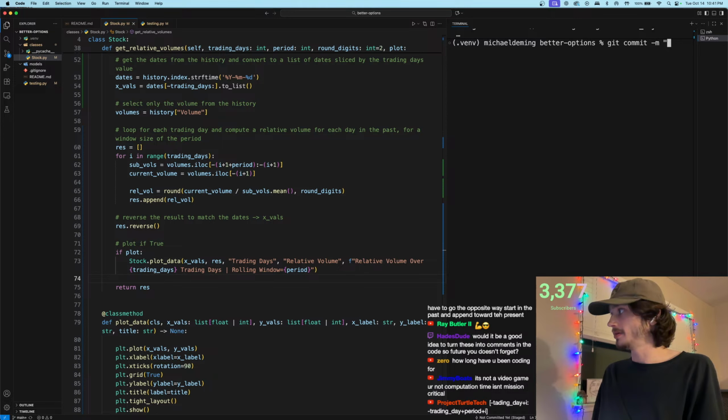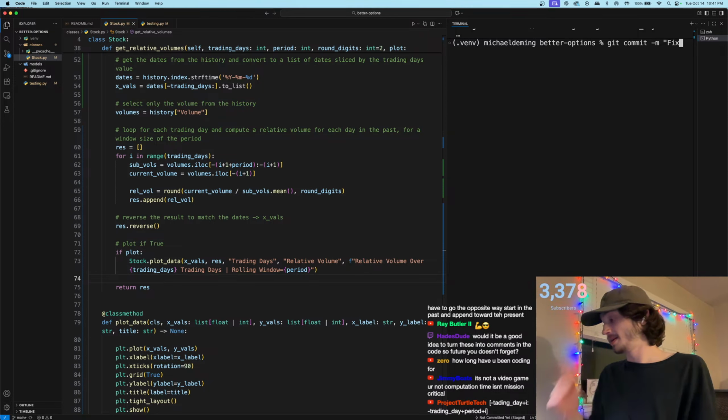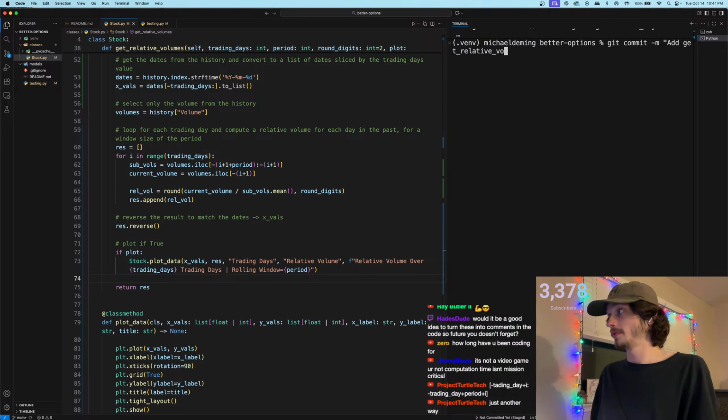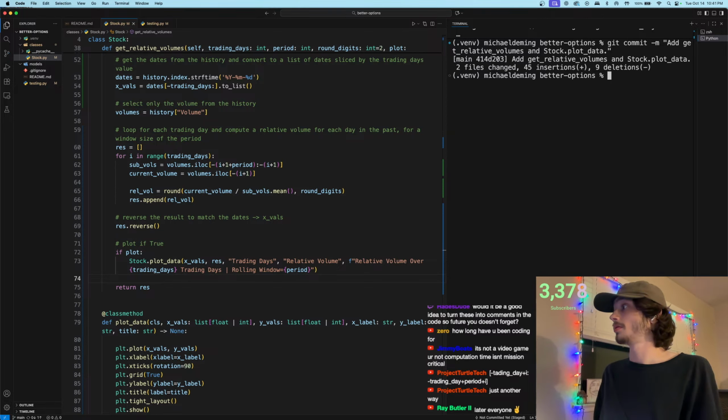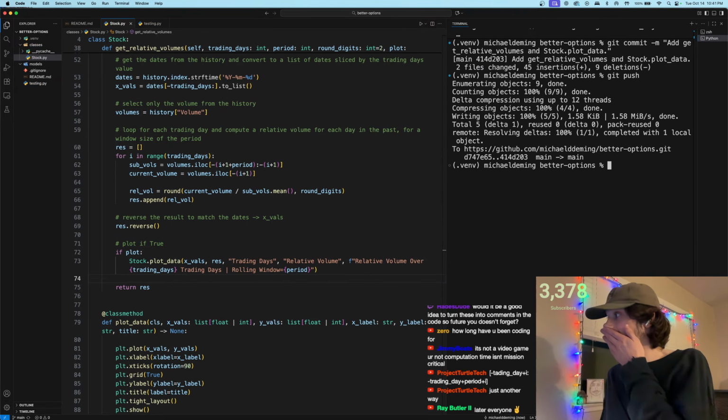Let's commit here. Fixed. Add git. Add and plot stock dot plot data. Nice.